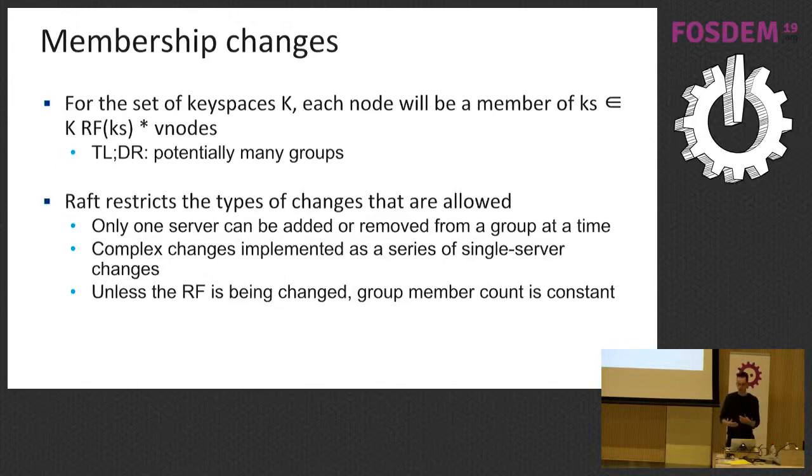So if we want to have more complex changes, these are going to have to be implemented as a series of these single-step changes. In Scylla, unless you are changing the replication factor of a keyspace, the member count of a group is going to remain the same whenever you're adding or removing a node. So if you are adding a node to a group, you'll have to later remove one of the nodes from that group. And conversely, if you are removing a node.